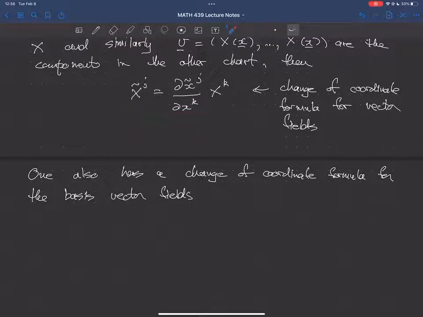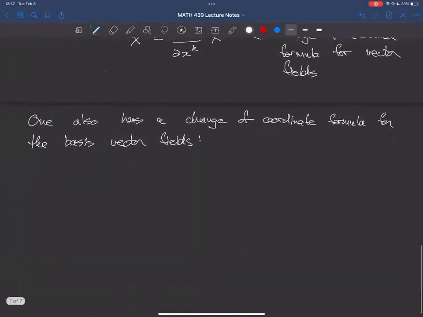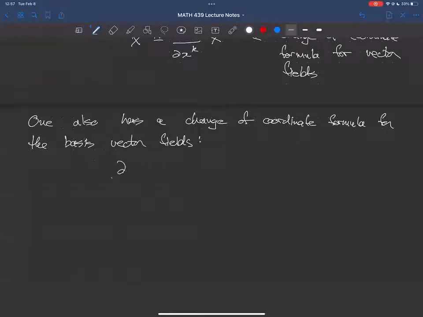But of course, that process is invertible. If you have the formula that relates the components of a vector in two different bases, you also have the formula that relates the basis vectors themselves. So we're just doing the process that you usually do in linear algebra, kind of backwards. I'm just going to give you the answer here. What you want to know is how the basis vector field, d by dx tilde j, is related to the basis vectors in the untilded set of coordinates.